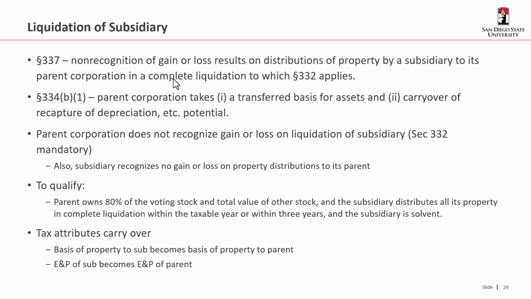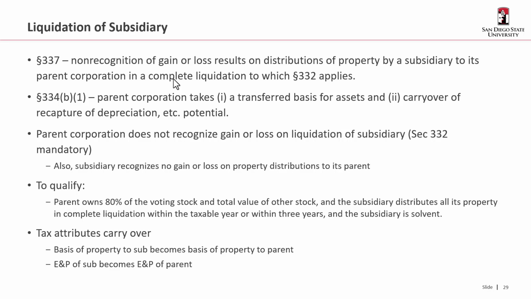So in order to qualify for this treatment under 337, the parent needs to own 80%, right? We're back to this 80% rule of the voting stock and the total value of other stock. And the subsidiary distributes all of its property in a complete liquidation within the taxable year or within 3 years, and the subsidiary is solvent. So obviously, if the subsidiary is not solvent, then there's a chance you're paying back your creditors, and that's a very different treatment. Because then it's not really a liquidation, it's more like that worthless stock thing we talked about.